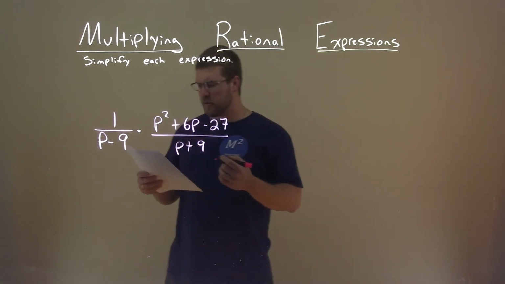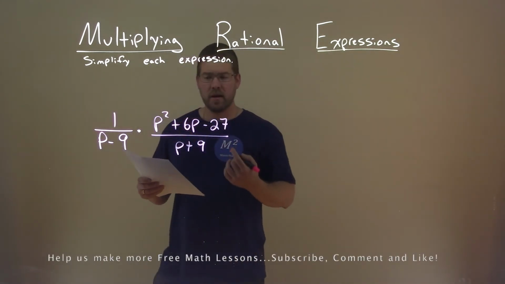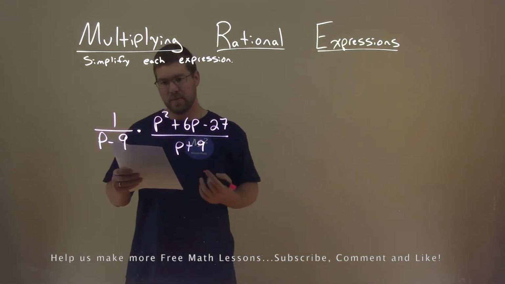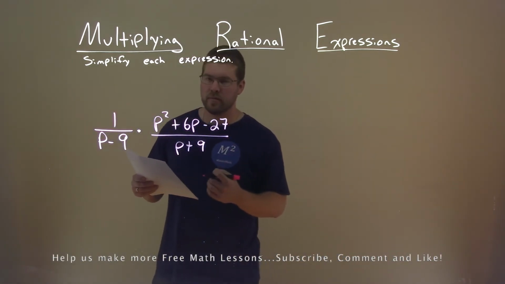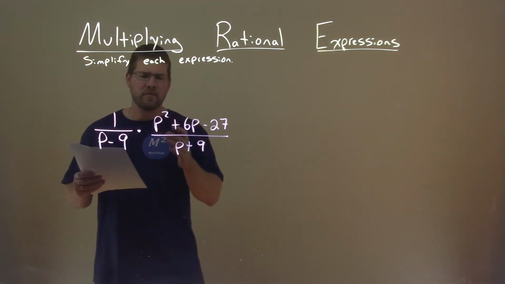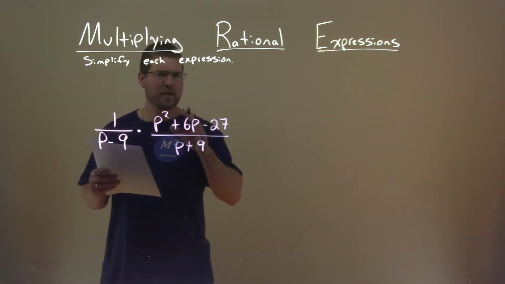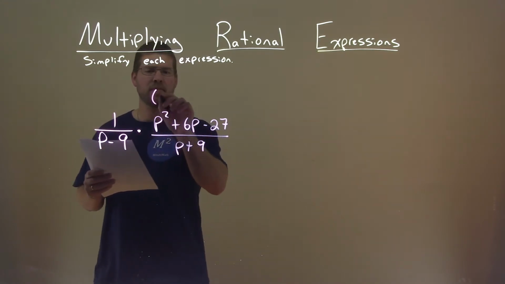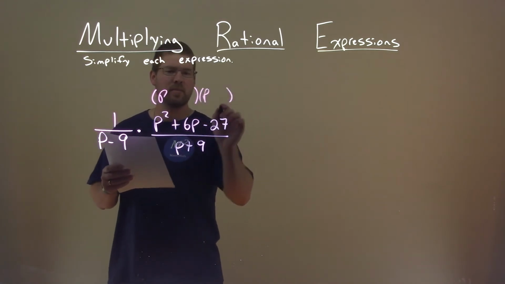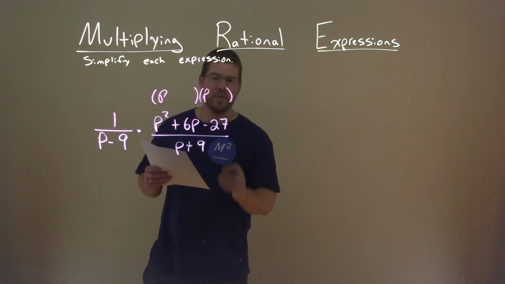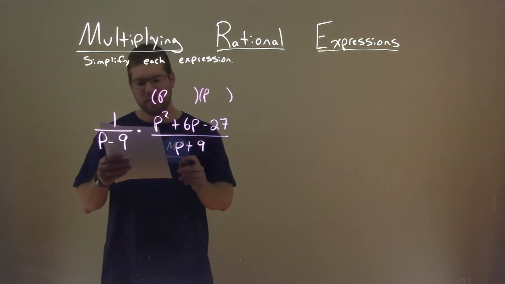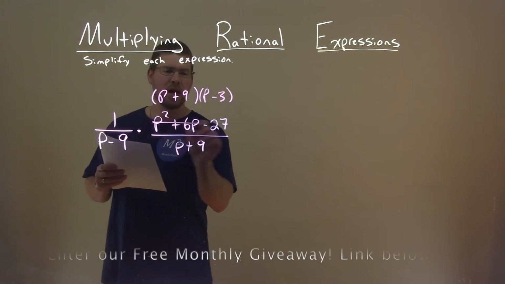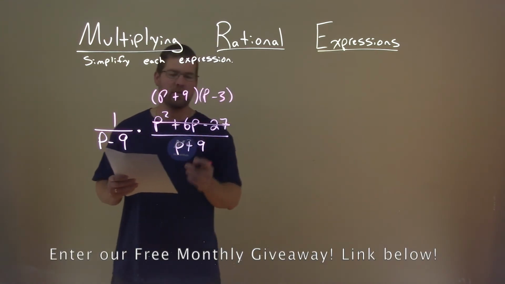We're given this expression right here: 1 divided by p minus 9 times p squared plus 6p minus 27 divided by p plus 9. And we need to simplify this expression. Well, I first have to look at this and say, okay, anything else I can really break down or factor? And right here, p squared plus 6p minus 27 looks like it can factor pretty easily. What two numbers multiply to be negative 27, but add to be a positive 6? That's a positive 9 and a negative 3 here. So now we replace this with our factored form.